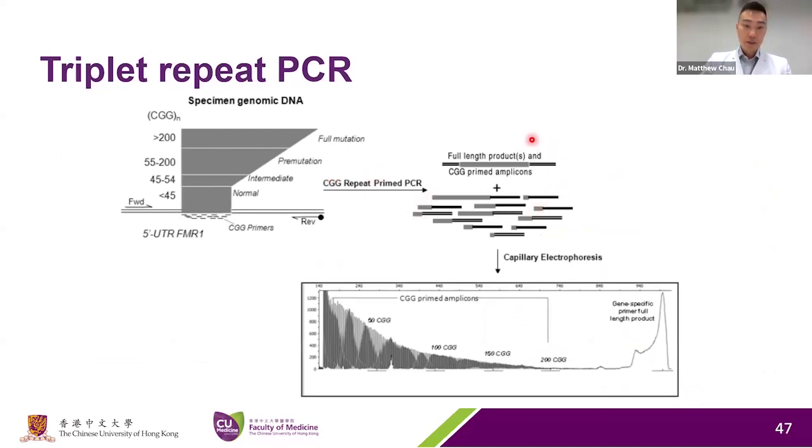This is just another schematic showing an example of FMR1 expansion of the CGG repeat in the 5' UTR. You have a full-length expansion here. If you use the triplet repeat primed PCR, you get a series of different fragment sizes, which would show as a ladder appearing signal on your electropherogram. And there's a very large product that might or might not be amplified, but this ladder signal indicates there is a very large product.